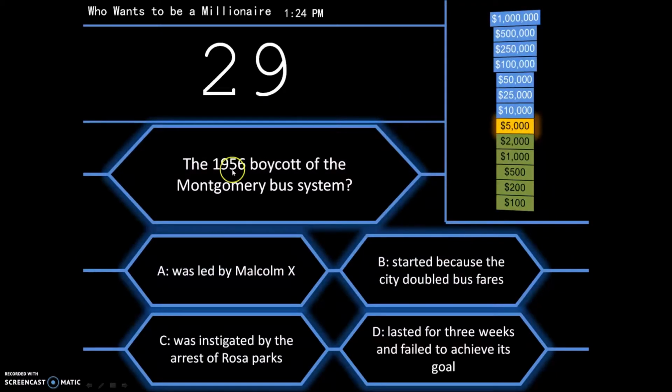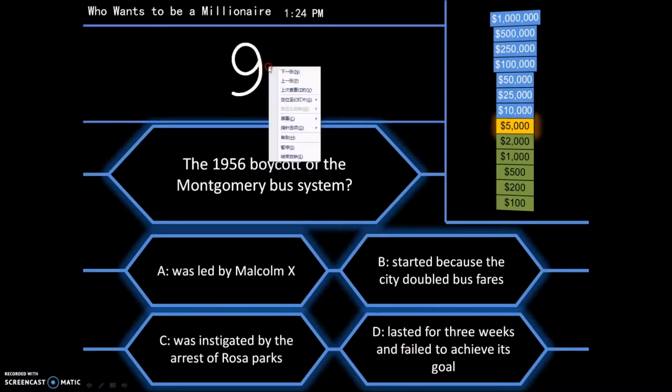Alright, let's look at this. The 1956 boycott of the Montgomery bus system, A, was led by Malcolm X. B, started because the city doubled bus fares. C, was triggered by the arrest of Rosa Parks. And D, lasted for 3 weeks and failed to achieve its goal. So this one was successful, and it was due to the arrest of Rosa Parks. Our answer is C.